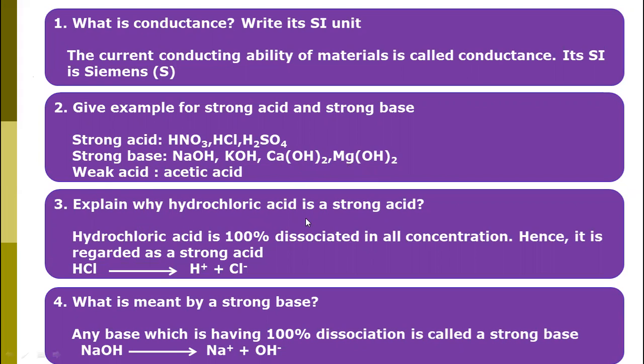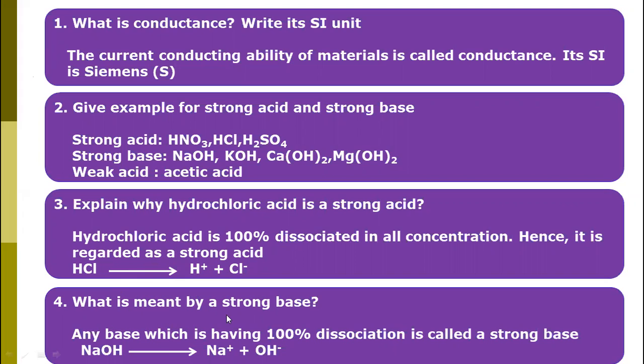Next, third question. Explain why hydrochloric acid is a strong acid. So the reason is HCl is 100% dissociated in all concentrations. Hence, it is regarded as a strong acid. Once you dissolve HCl, it gets dissociated to H plus ion and Cl minus ion. See here, HCl on dissociation gives H+ and Cl-. This equation is very important, right?